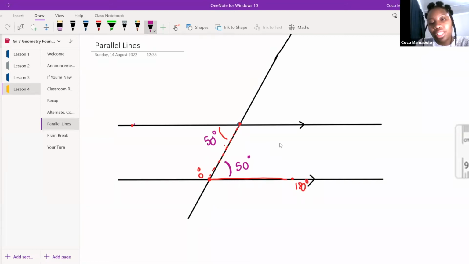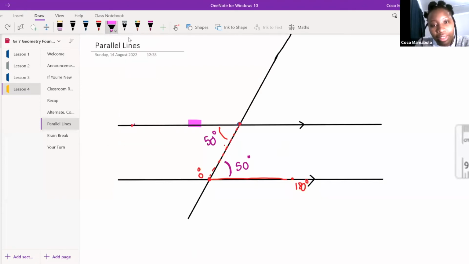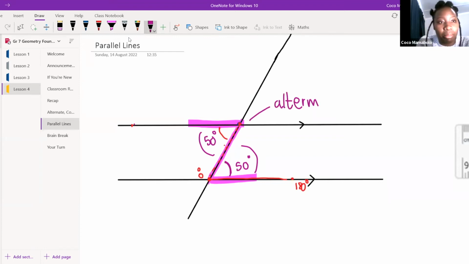Now you guys will notice that these two angles are opposite each other like this. Let me use purple. They're opposite each other. Like this one is over here, and then we go like that, and then we go opposite like that. And you'll see that this angle over here is equal to this opposite angle over there. And these two angles are called alternate. Ooh, not ultimate.